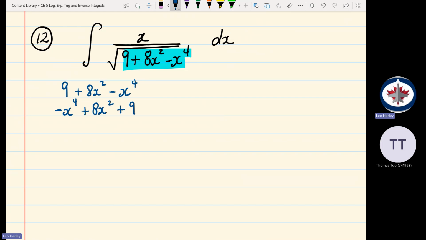So I'm just manipulating what's underneath the radical. Then I'm going to factor out the minus sign, and I'm also going to complete the square. I'm just going to manage these pieces right here. I'm not going to worry about the 9. The 9 is not my problem. So I factor out the minus sign. This creates x to the fourth minus 8x squared. And then I'm going to complete the square.